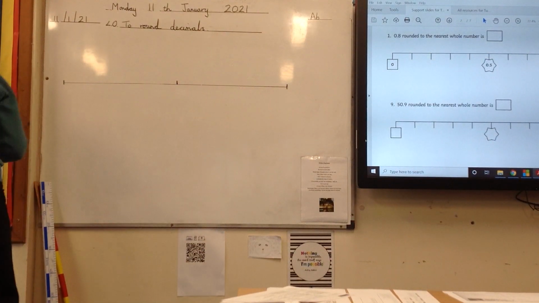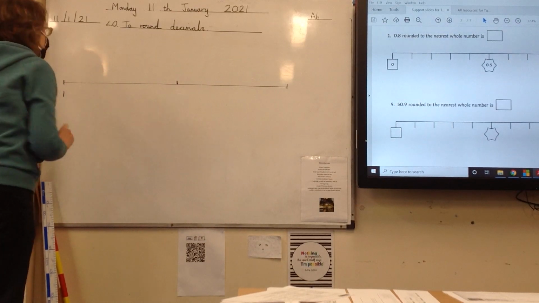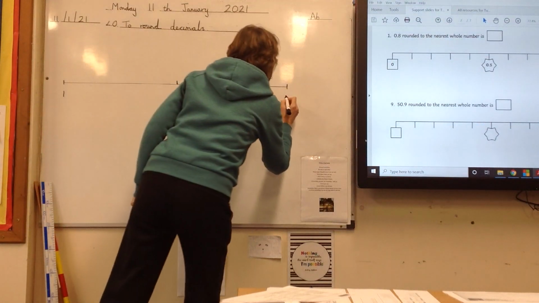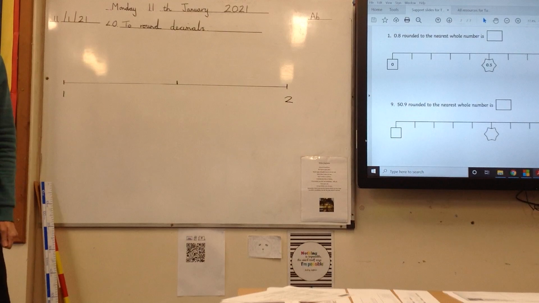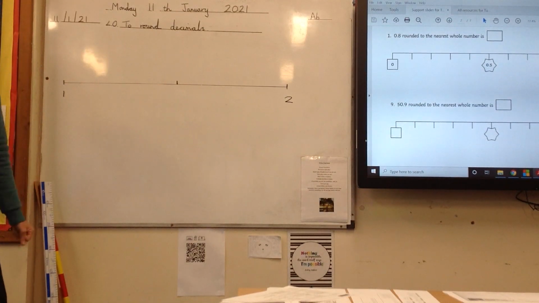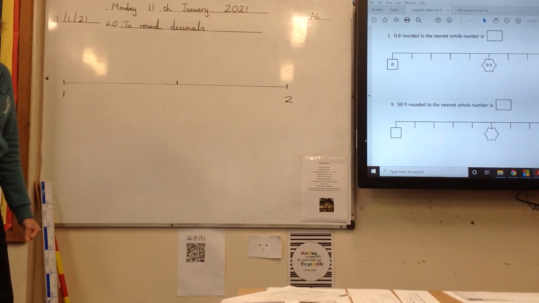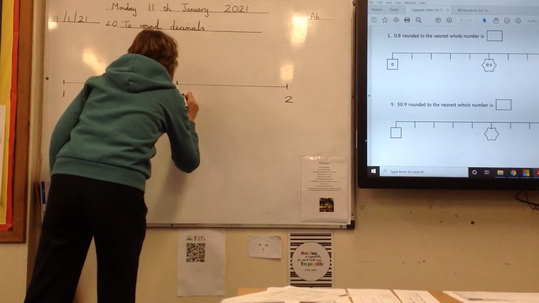So, if I had one whole one there and 2 whole ones there, what would the bit in the middle be? What would the halfway point between those 2 numbers be? It would be 1.5. Well done. That's the halfway point.